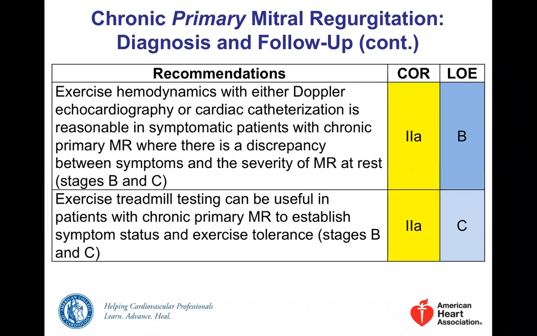Exercise hemodynamics with either Doppler echo or cardiac catheterization is reasonable in symptomatic patients with chronic primary mitral regurgitation, where there is a discrepancy between symptoms and the severity of mitral regurgitation at rest, which is stages B and C. This is a class 2A. Exercise treadmill testing can be useful in patients with chronic primary mitral regurgitation to establish symptom status and exercise tolerance, stages B and C. This is class 2A.